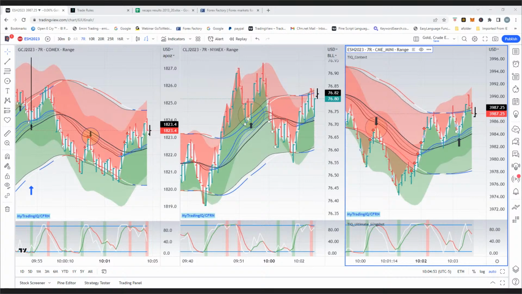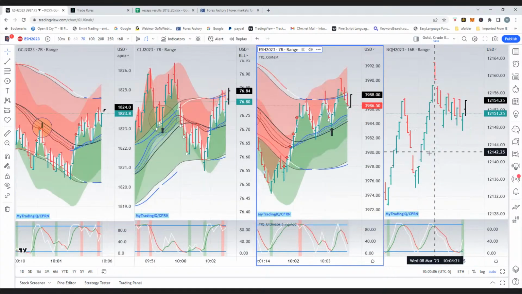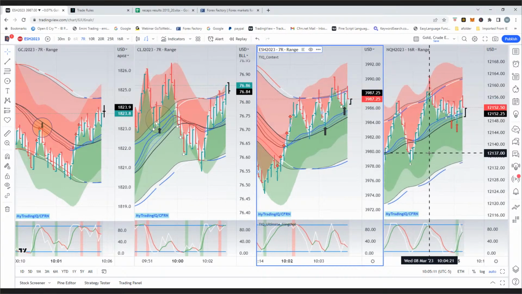Okay, so now we're starting to get a little bit of direction on the crude and on the ES. We don't have anything over here on gold yet. Okay, now I'll flip the NQ back on because everything else just got flat. We can watch the NQ. Craziness of the NQ.